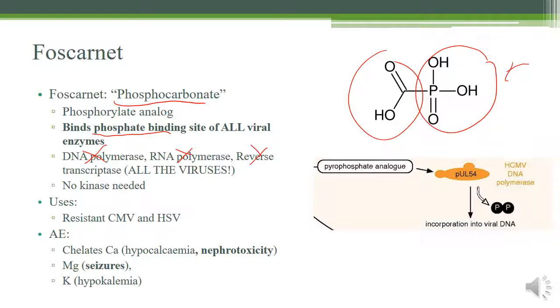And this does not require any kinase, so you don't really need a kinase like the other one because it's already pre-activated. It just goes and it binds directly onto the enzymes. It's used for very resistant CMV and HSV.